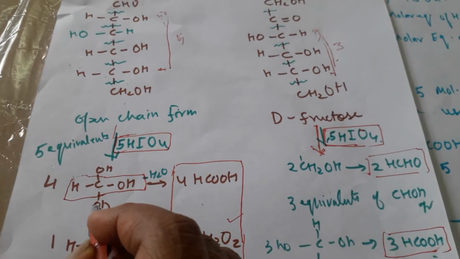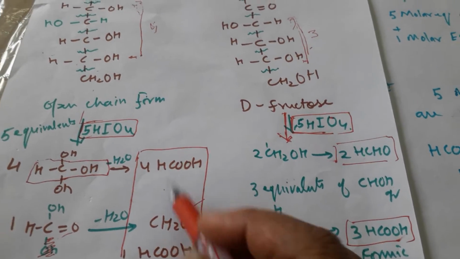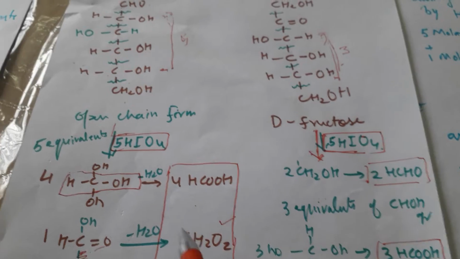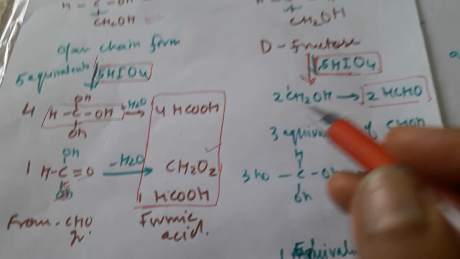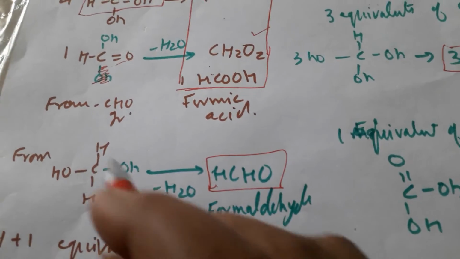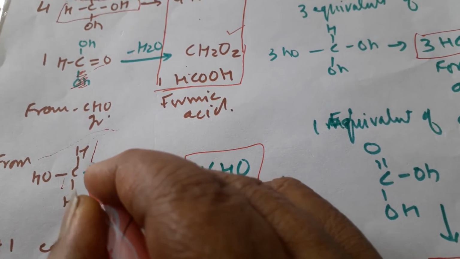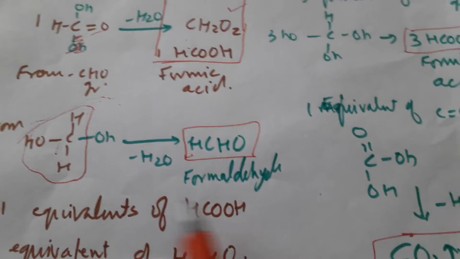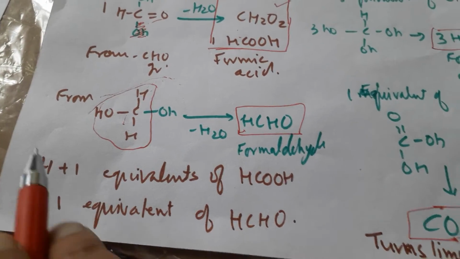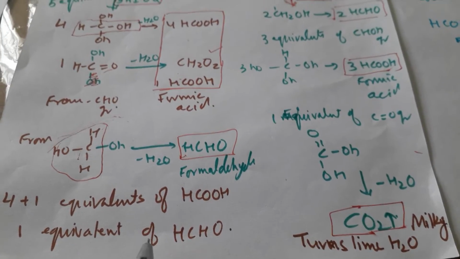Okay, 2 OH from HIO4. Clear? So we will get 4 of CHOH plus 1, 4 plus 1, 5. So 5 moles of formic acid we will get, and this 1 mole will give you formaldehyde. We had discussed this earlier. See, the CH2OH grouping is there, and I am putting OH from outside. Okay, so we will get formaldehyde. Water is lost and formaldehyde will be formed. So 4 plus 1 equivalents of formic acid and 1 equivalent of formaldehyde is formed.